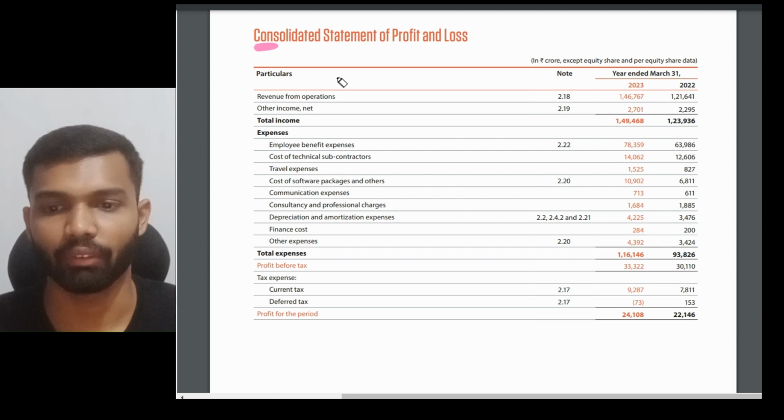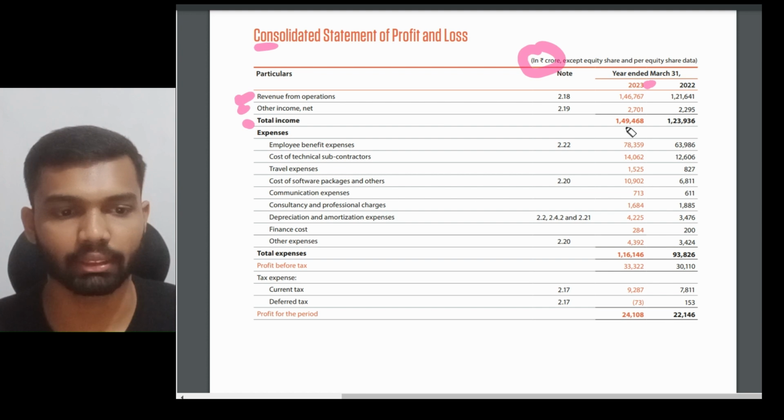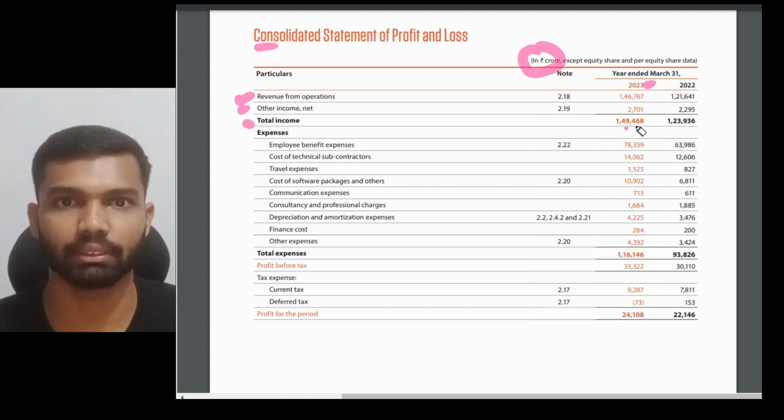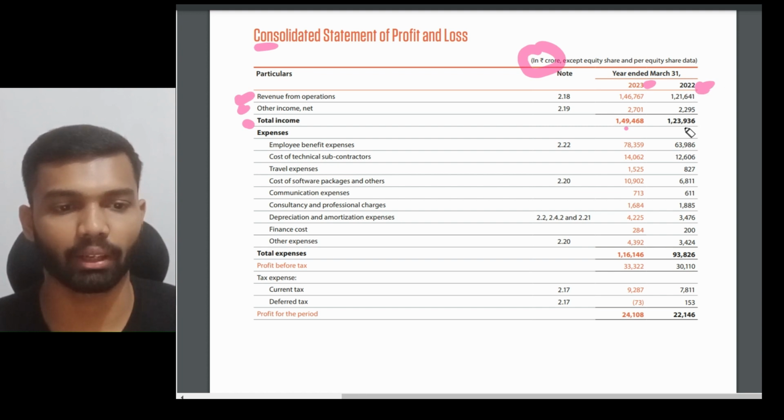Okay, if you see here, the statement is in rupees crores. Here we can see the revenue from operations and the other income of the company. The total income for 2023 is around 1,49,468 crores. And here is 2022. For comparison, the company has given them side by side to make our analysis easy. For 2022 they had only 1,23,936 crores. Okay, at first glance we can see our total income has increased from last year. That's a good sign.